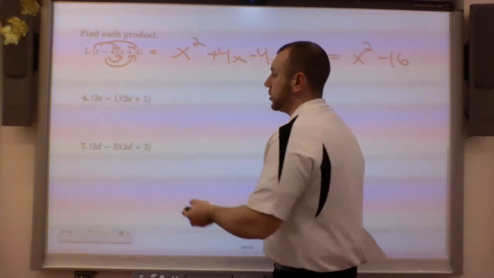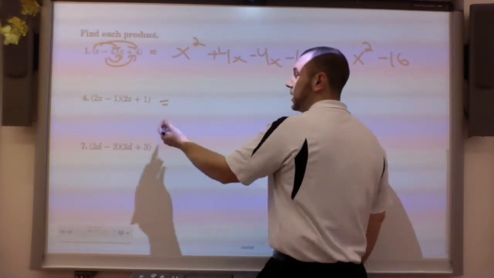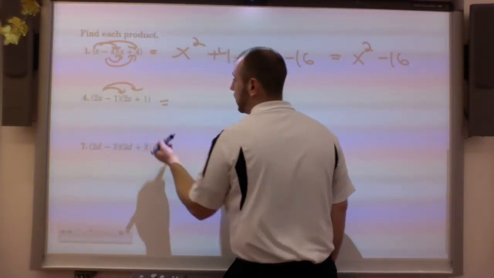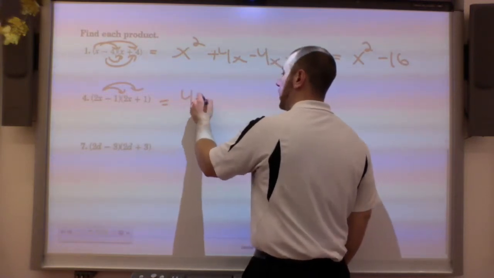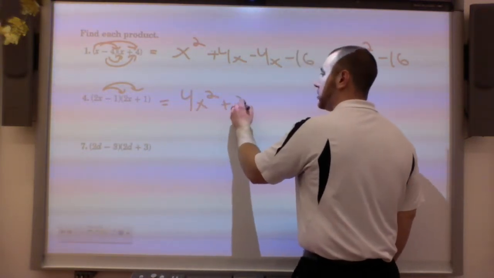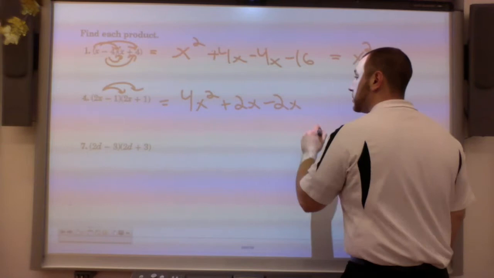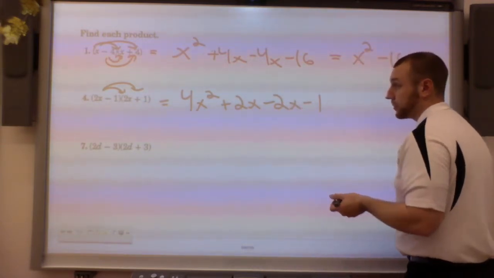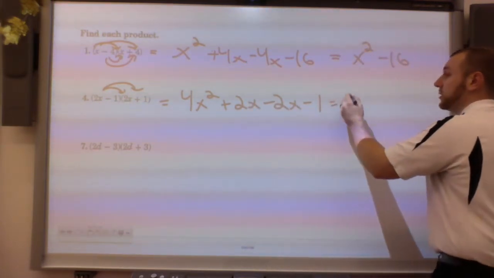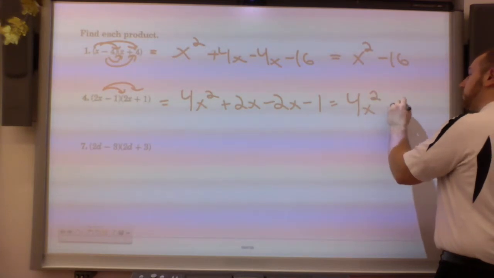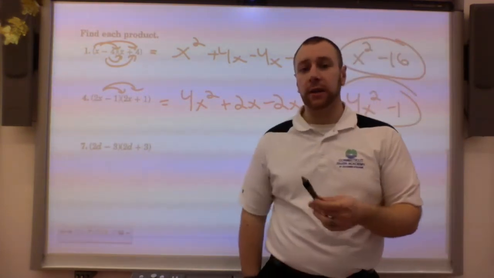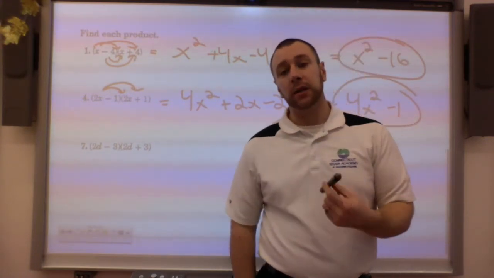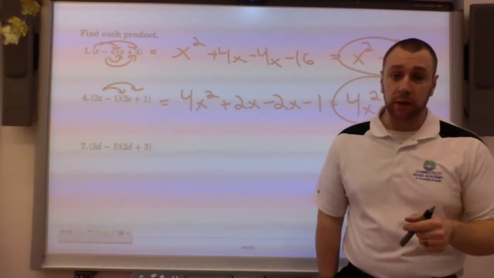It happens in here too, where when I distribute, again, I get 4x squared plus 2x minus 2x minus 1. Again, these middle terms are going to cancel. So it's okay to have things canceling out. If something equals 0, it just equals 0.